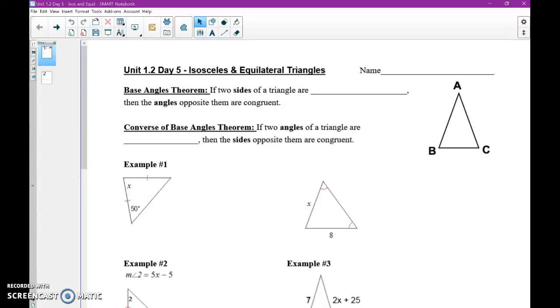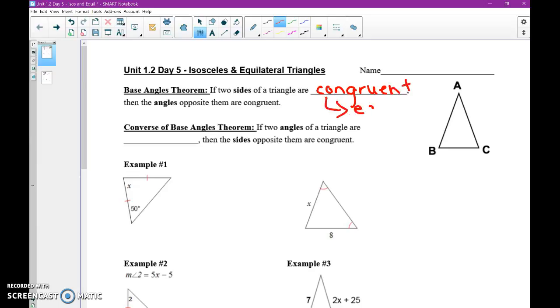All right, hello everyone. This is Unit 1.2, Day 5. This video is specifically going to be on the isosceles triangles. There'll be a separate one on equilateral, which is on the back side of this notes page. So if you remember from when you were taught previously, isosceles triangles are triangles that have two sides that are congruent. Okay? Remember, congruent means equal to each other.